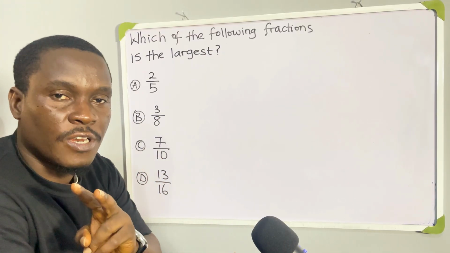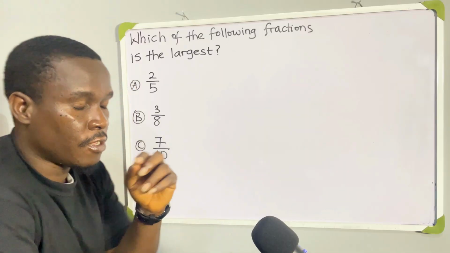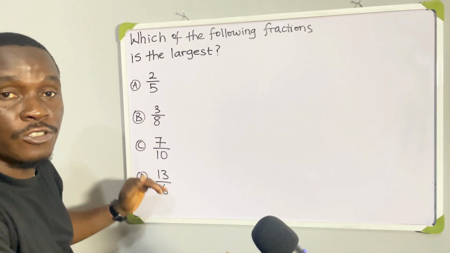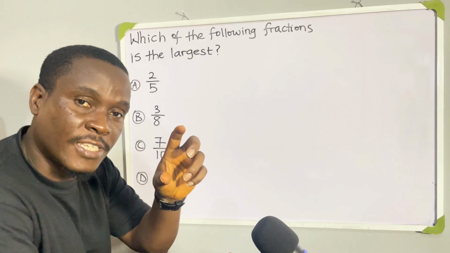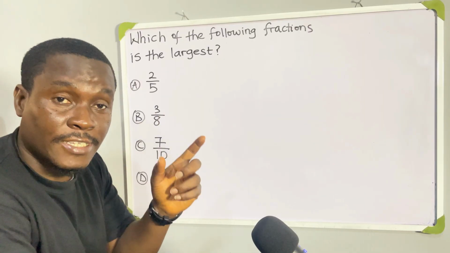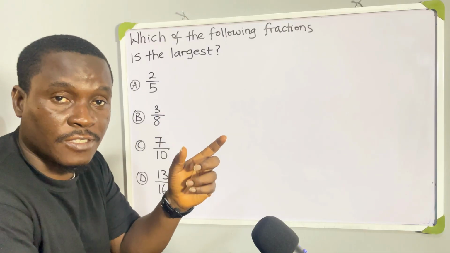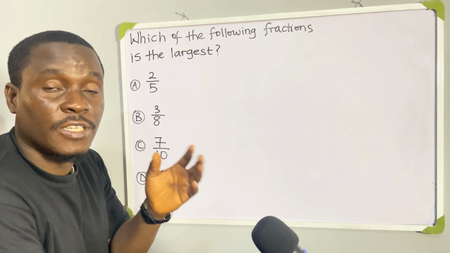There are two ways of going about it. The first way is to convert each of these fractions to decimals. Then you can clearly see which of the decimals is the largest. The largest decimal corresponds to the largest fraction. But we are not going to use that method in this video.